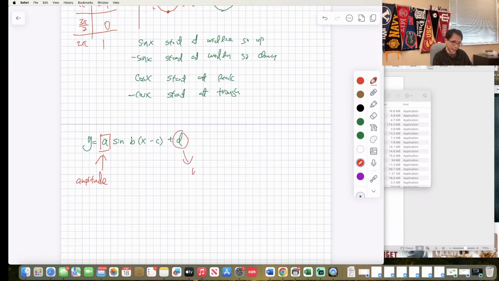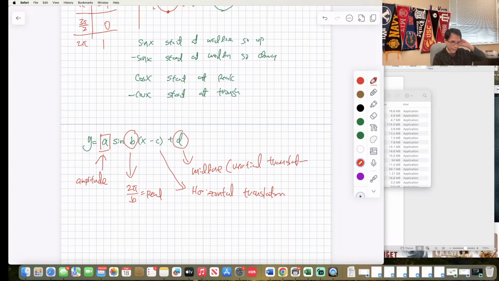D is going to give you the midline. B is going to give you the ideal period, but it's actually 2 pi over B that is the period. C is your horizontal translation. D is also the vertical translation, and it's going to give you my lows.